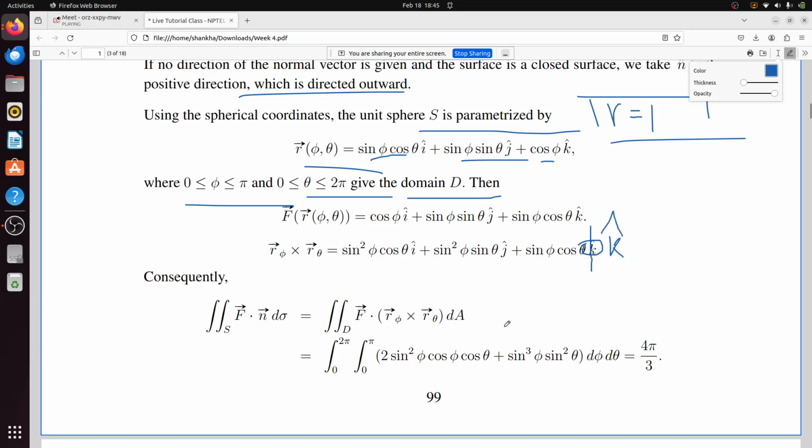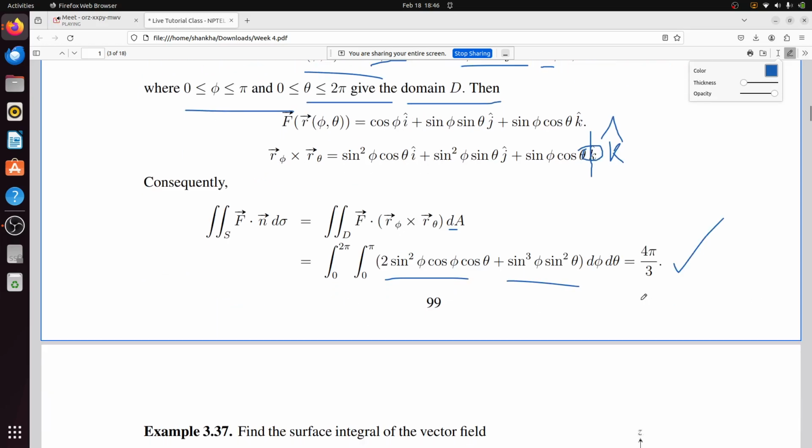So this is sin phi cos phi, and if you take the dot product, you will get sin square phi cos theta, sin cube phi sin square theta, and here also sin square phi cos theta, and these will add up and you will get 2 sin square phi cos theta plus this. And dA is nothing but d phi d theta, because you are integrating over the phi theta plane, where phi varies from 0 to pi and theta from 0 to 2 pi. You integrate it, you will get 4 pi by 3. This integration is very easy, because you just integrate with respect to phi, then with respect to theta, and you get this answer, 4 pi by 3.